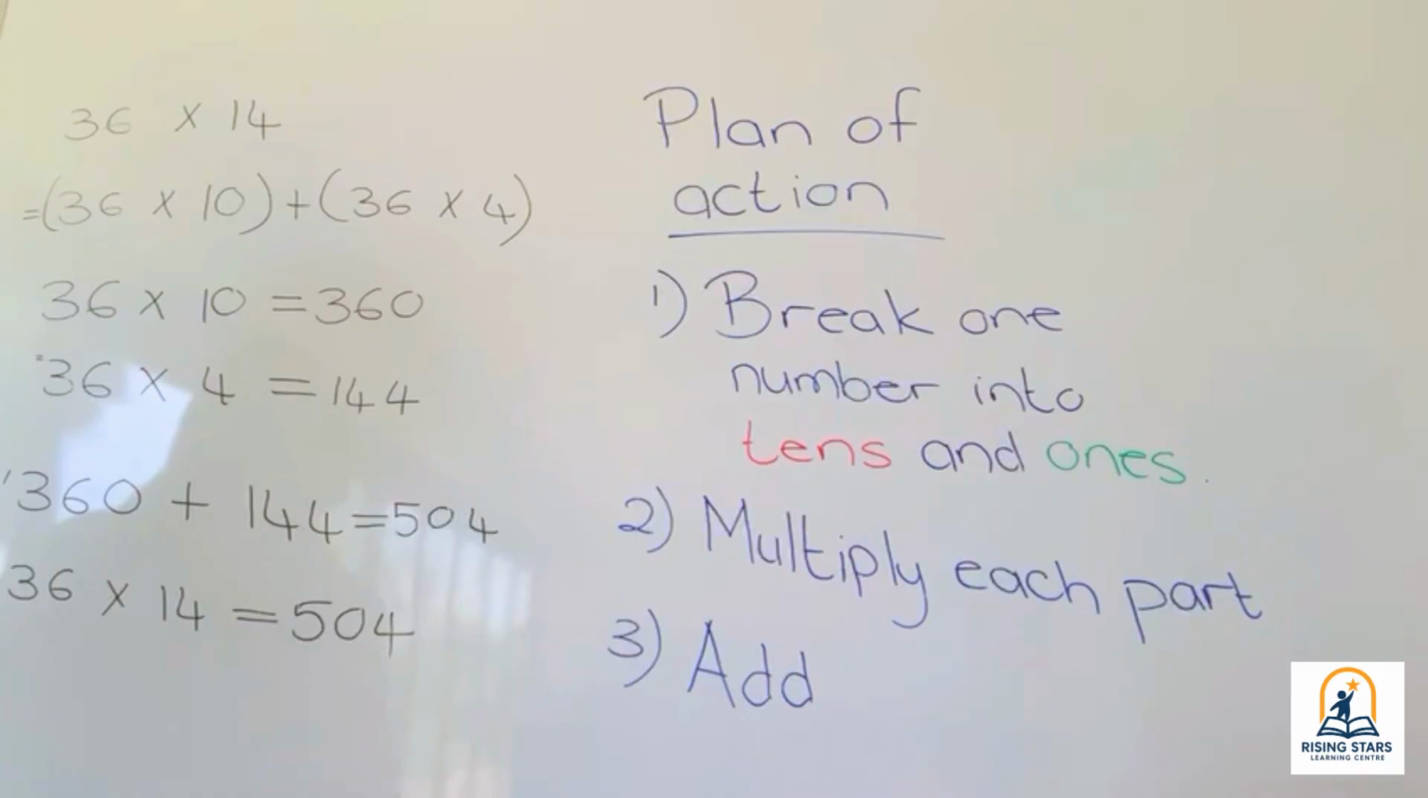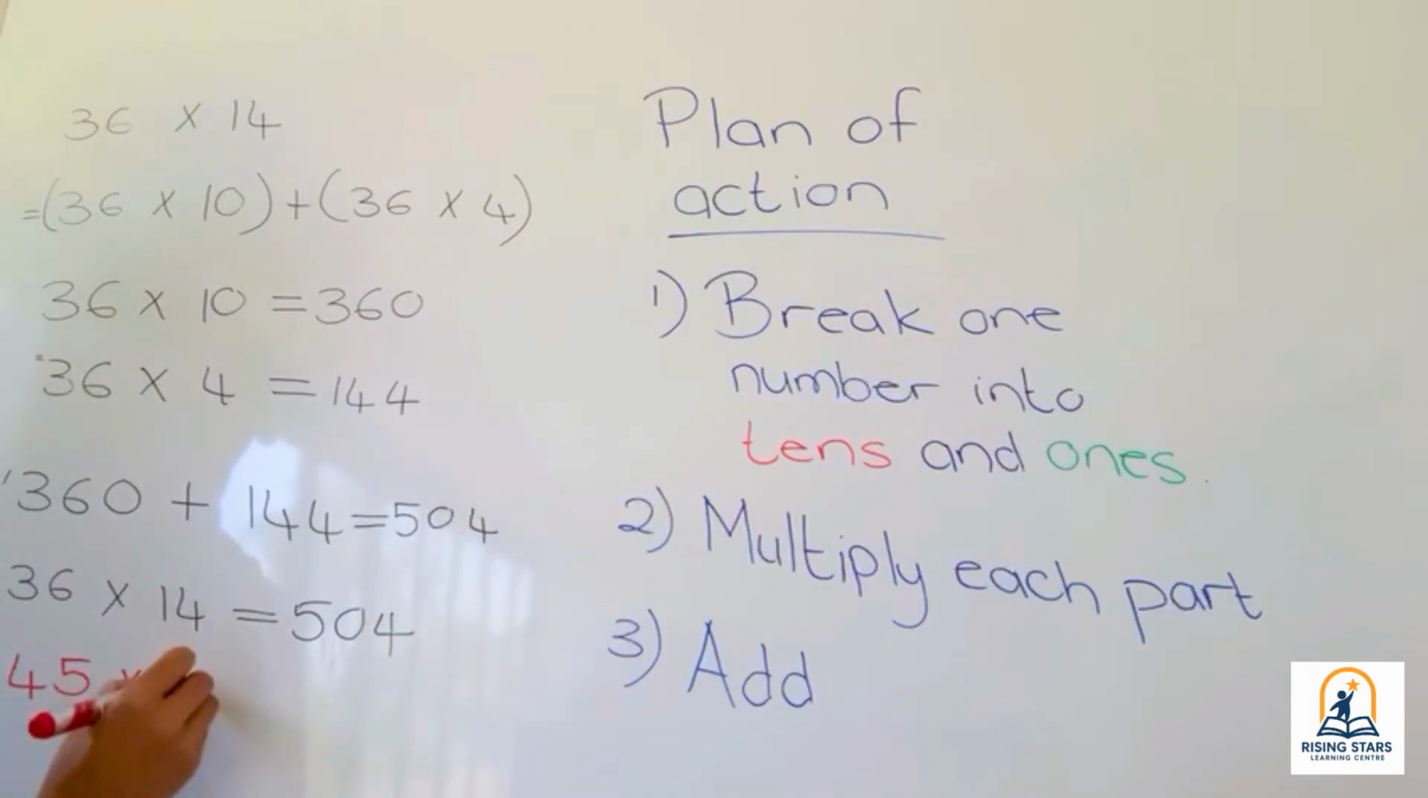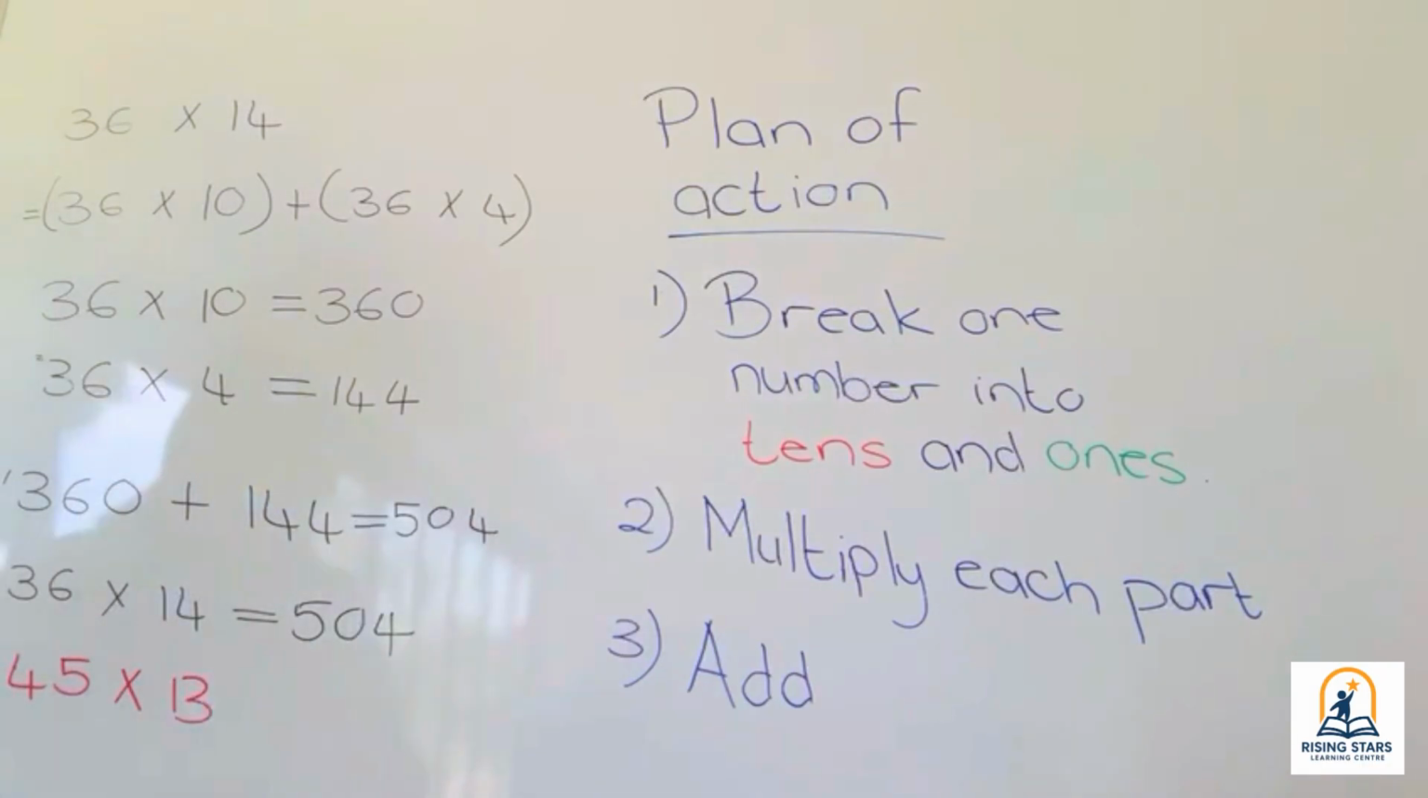Okay, so that brings us to the end. Let us try, or you should try, your own problem. Okay, try and solve it on your own. So let me give you something to try. You're going to say 45 times 13. Right. And you are going to write your answers in the comments below. Remember to follow all of your steps so that you can come to the correct answer.